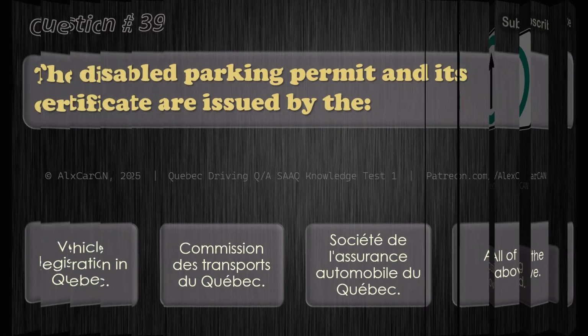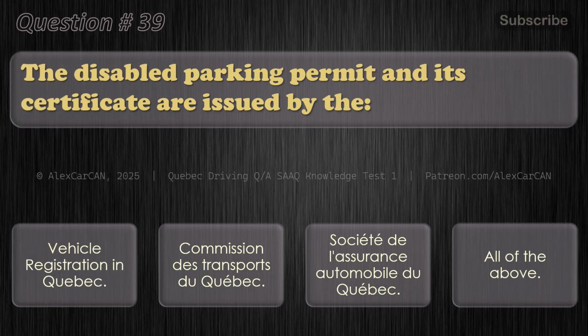Question number 39. The disabled parking permit and its certificate are issued by the Vehicle Registration in Quebec, Commission des Transports du Québec, Société de l'assurance automobile du Québec, all of the above. The correct answer is Société de l'assurance automobile du Québec.